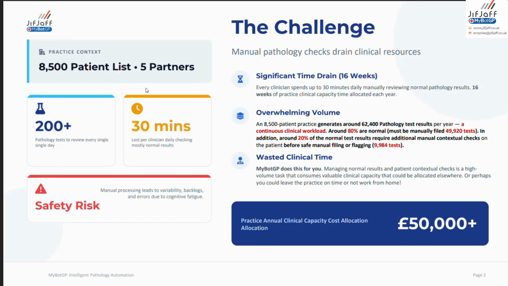Now, a practice of half that size, we've seen through our client base, will receive approximately 50% of that number, and double the size will receive about double. It does scale up and down. So that's 62,500 pathology tests a year, which essentially are a continuous clinical workload that are all being managed by the partners. Now, within that 62,500, approximately 80% of those are normal, which equates to just under 50,000 pathology tests.